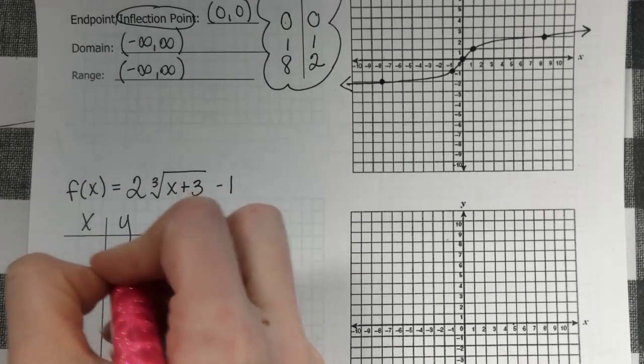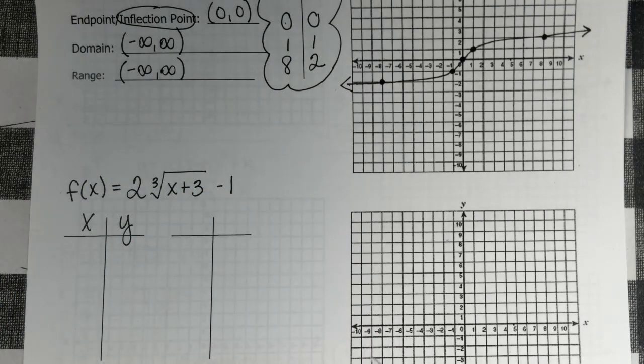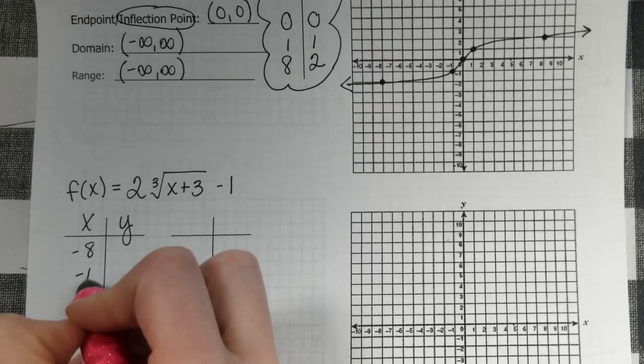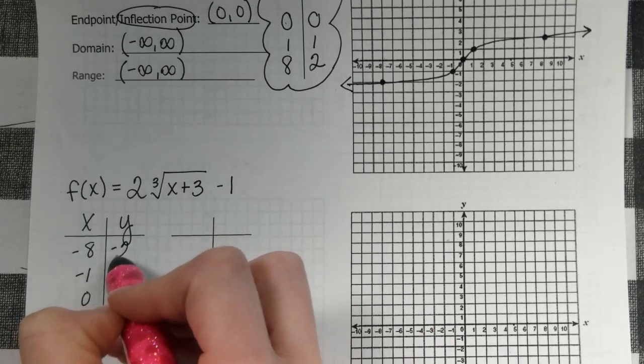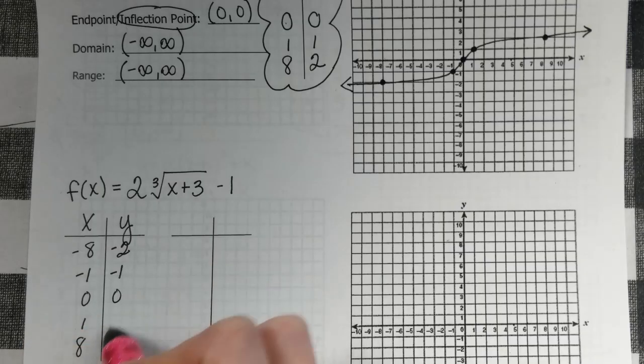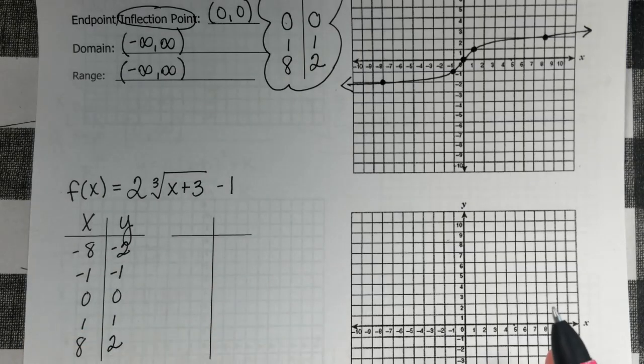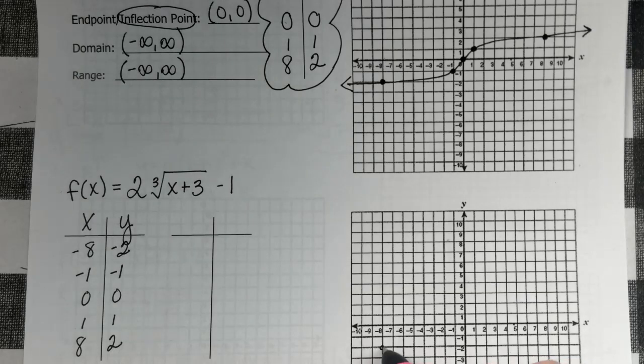Okay, parent function. I've got negative 8, negative 1, 0, 1, 8. And then I have negative 2, negative 1, 0, 1, 2. And I'm going to graph that.